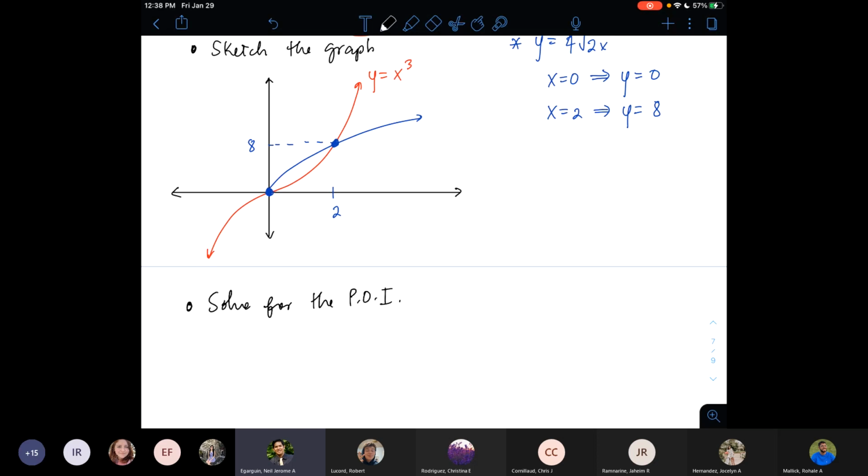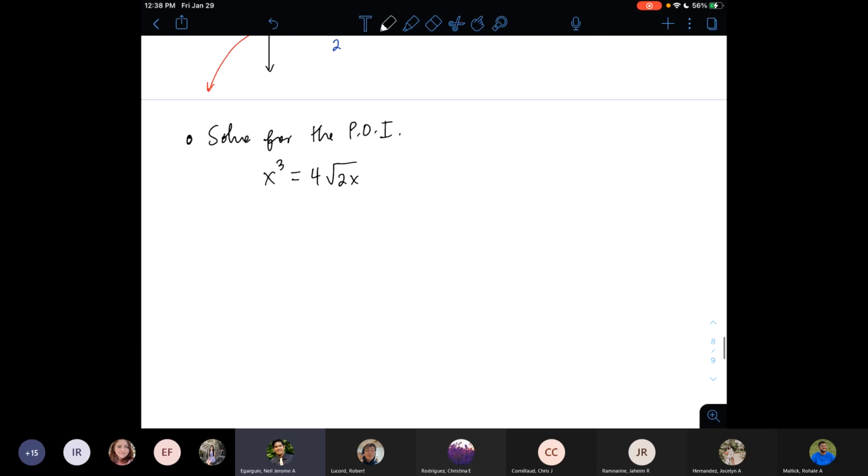The first function is y equals x cubed. The other function is the fourth root of 2x. You solve for the points of intersection just in case you didn't see it graphically, or if you just want to make sure that you indeed have the right points of intersection, then solve for them algebraically. So I can raise both sides of the equation to the 4th power to get rid of the root. So I'll have x to the 12th equals 16 times 2x, and that's 32x.